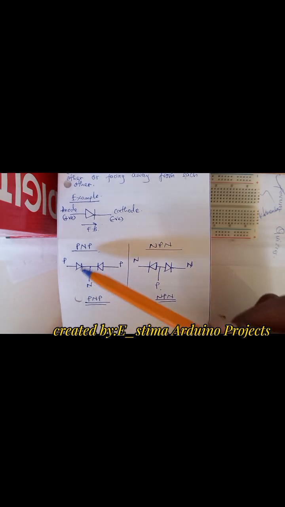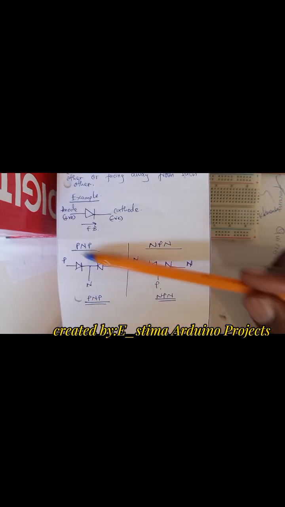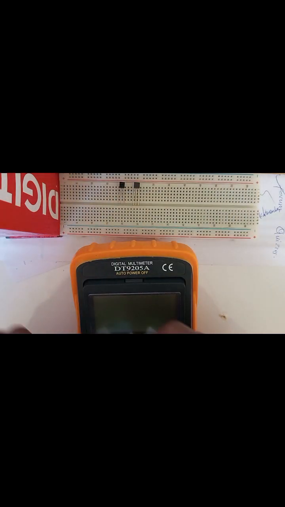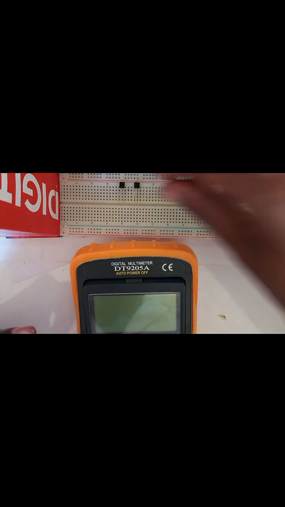So basically what I'm saying is this: a PNP transistor, these are the three terminals, PNP. One of these terminals represents the base, emitter and the collector, but at the moment we don't know the terminals. So we are going to do it practically to identify a PNP and also to identify an NPN transistor. So straight to how we're going to measure.